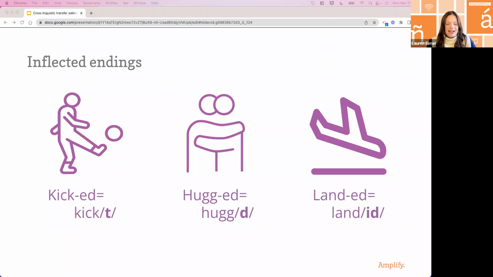Another area that can be helpful for direct instruction, or really important to directly instruct, is inflected endings. It's really common for us to hear Spanish speakers say something like, "I kick the ball" instead of "I kicked the ball," or "I hug my mom" instead of "I hugged my mom," or "he land the plane" rather than "landed." And so this, again, provides an opportunity to teach students when to use the hard D, the ed, or the t ending, depending on the phonics of a particular word in English.